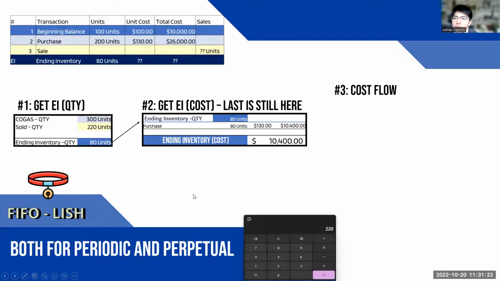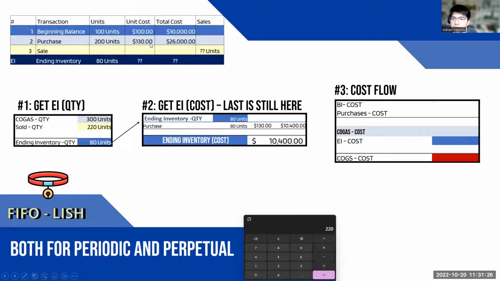And then lastly, we complete the cost flow. What is our beginning inventory cost? It's basically 10,000. What is our purchase cost? It's 26,000. Add both of them together to get your COGAS cost, 36,000. We already know our ending inventory cost of 10,400, and therefore our cost of goods sold is 25,600, right?